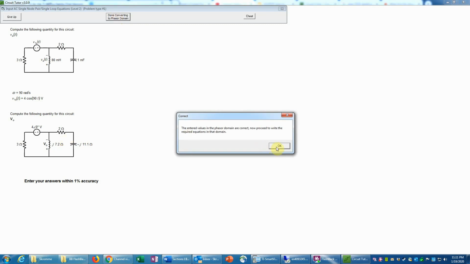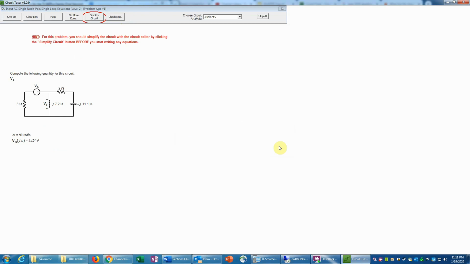So now we have to write the necessary equations. But before we do so, it's advising us that we should really simplify this circuit, because the only types of simplification available here are single node pair or single loop, which means basically we should be able to get this into one of those two forms. If you look at the problem, we say, well, if we can combine those in series and then combine the resultant in parallel here, that will make it single loop. So we go into the circuit editor to do that job.